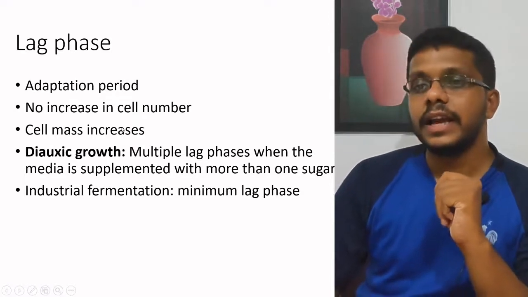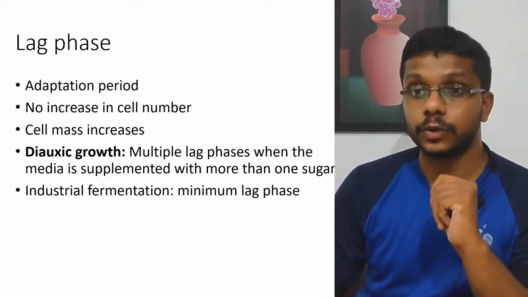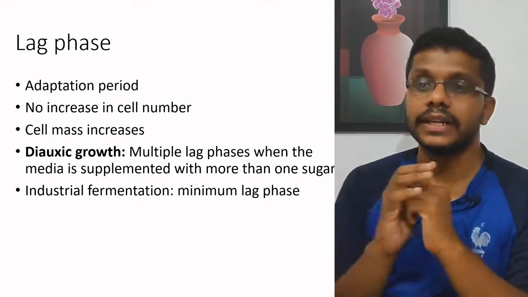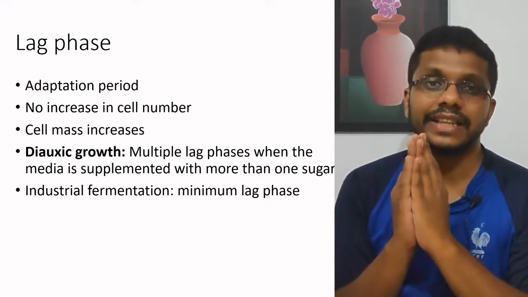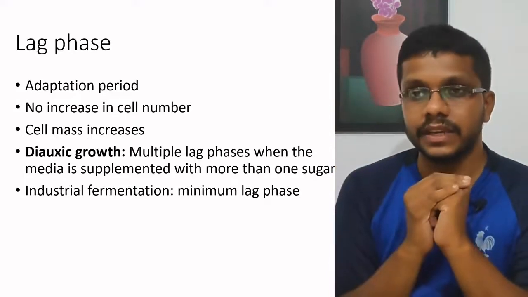So in lag phase there is no increase in cell number, but there is an increase in cell mass. In bioprocess technology, sometimes the bacteria show diauxic growth. Diauxic growth means there will be multiple lag phases, one after another.